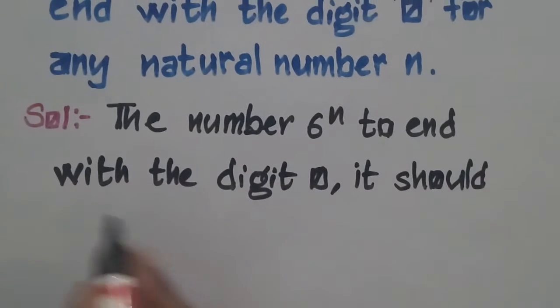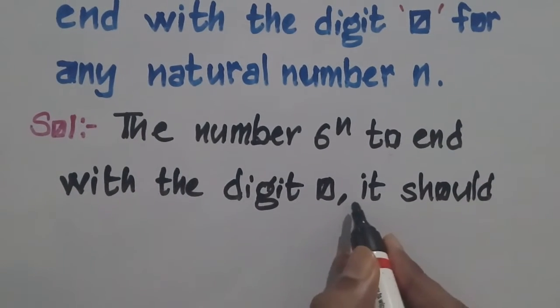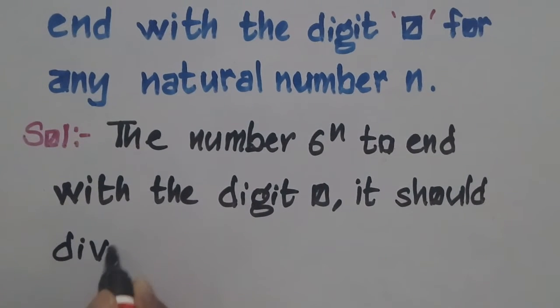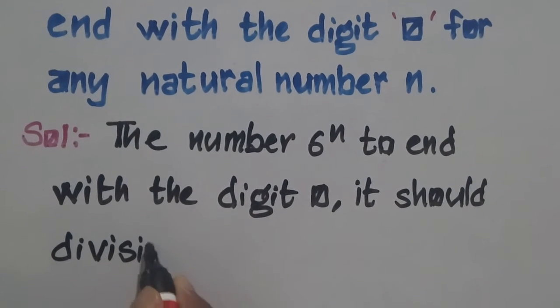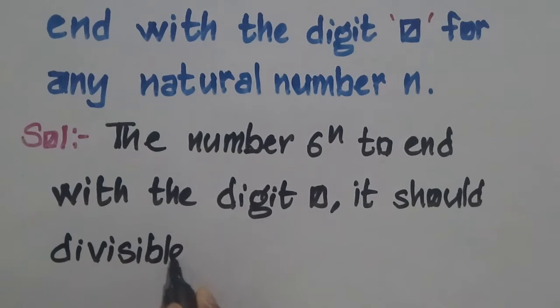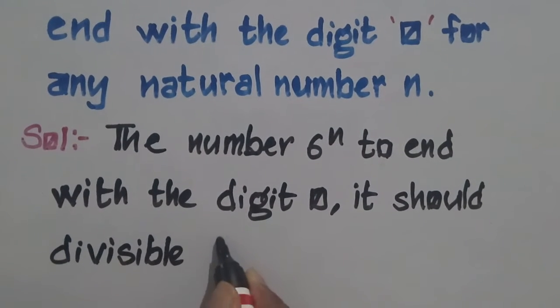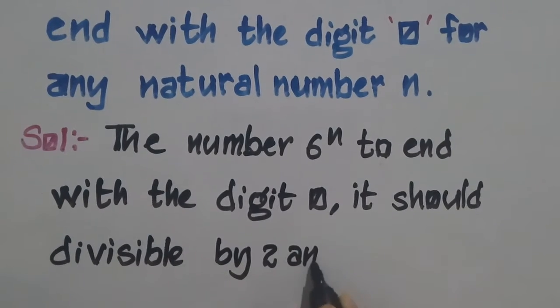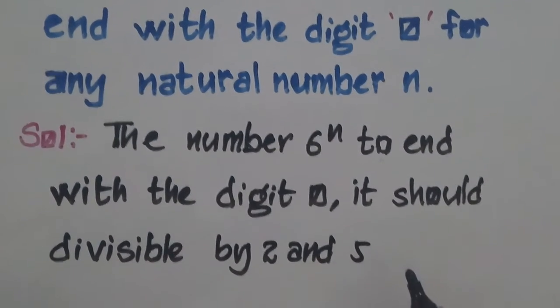If the last digit is 0, it should be divisible by 2 and 5. Once I'll explain 2 and 5.